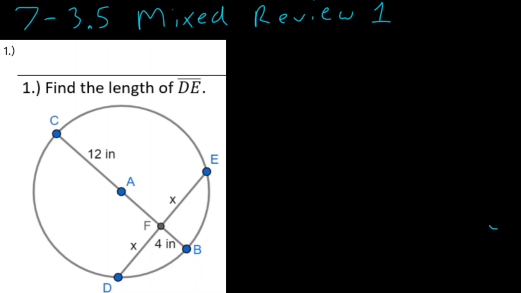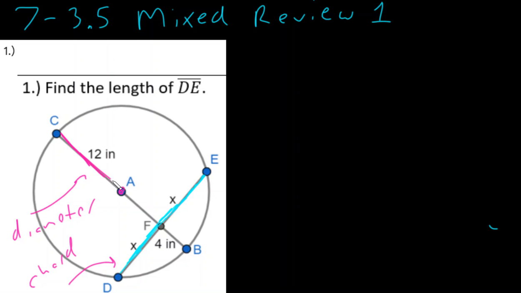Now in problem number 1, it says find the length of DE, and so let's notice something here. Here is DE. Basically we know that we have a chord and a diameter here. We know that this line goes through the center, so that is a diameter. And this one does not go through the center, so that one must be a chord.